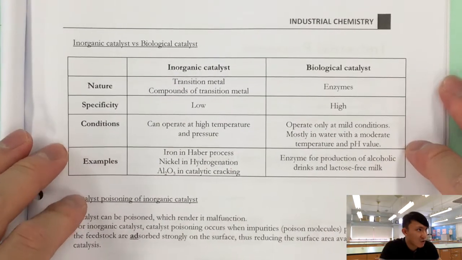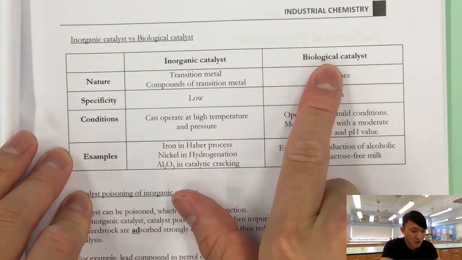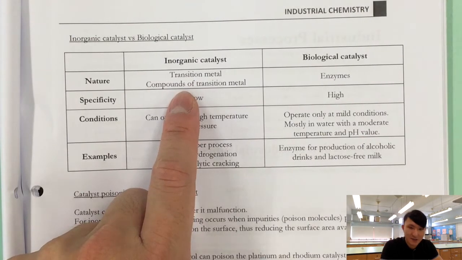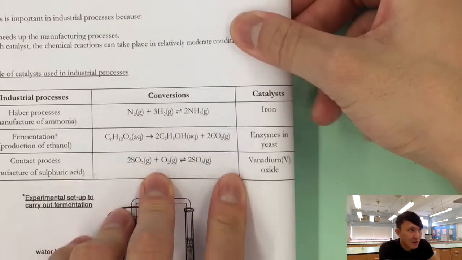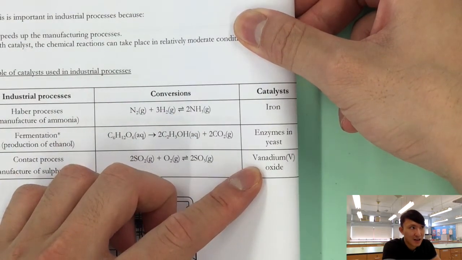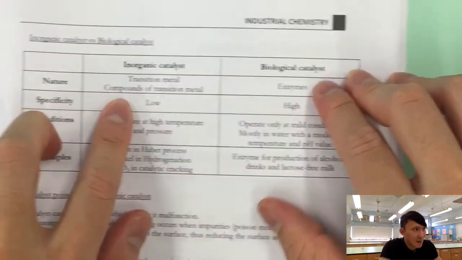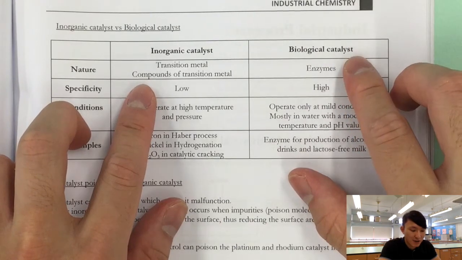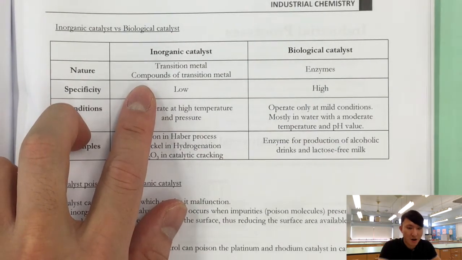On the right hand side here, we try to compare two types of catalysts. Here we have inorganic catalyst and biological catalyst. Basically, inorganic catalyst corresponds to some transition metals or some transitional metal compounds. For example, just now with our three examples here, iron and vanadium 5 oxides are considered as inorganic catalysts. On the other hand, biological catalyst is referring to enzymes. So biological catalysts are made by cells, made by microorganisms, or made by organisms.